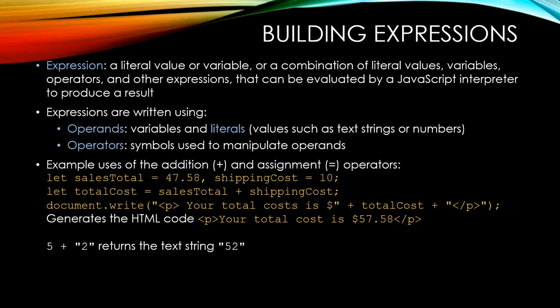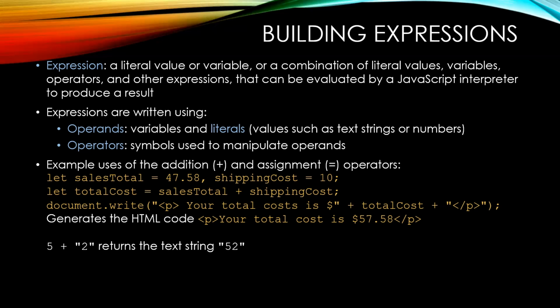And then we have a document.write. That's going to generate HTML code that says paragraph, your total cost is value, and then end paragraph. So those 3 lines are going to be able to dynamically insert into your HTML page that number of 57.58.